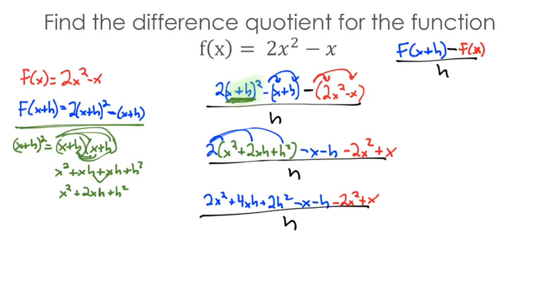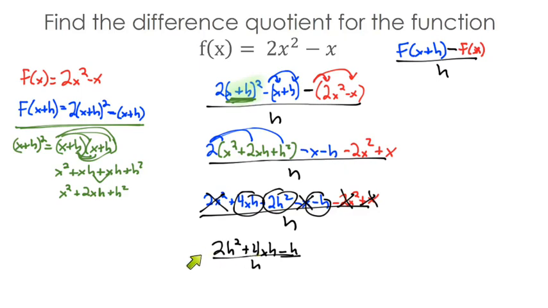Now I'm hoping a lot of this stuff cancels, so let's see what happens. I see a positive x and a negative x, those will cancel. Or add to 0, I should say. I see a 2x squared and a negative 2x squared. Those will cancel. And so it looks like what I'm left with is 2h squared plus 4xh minus h all over h.